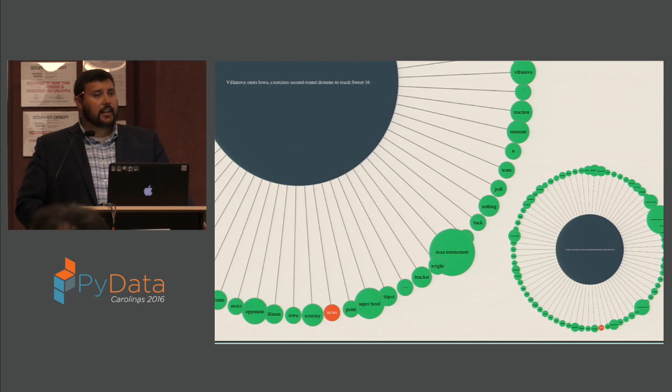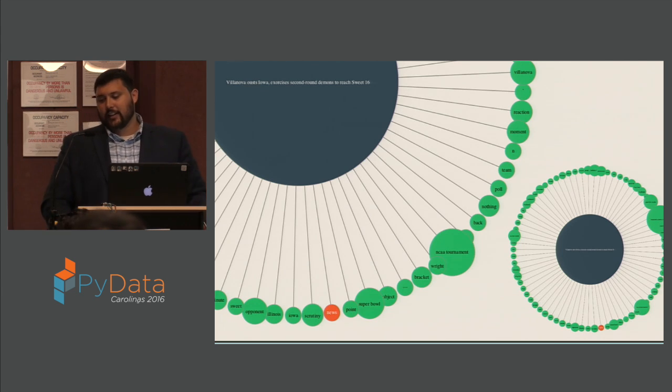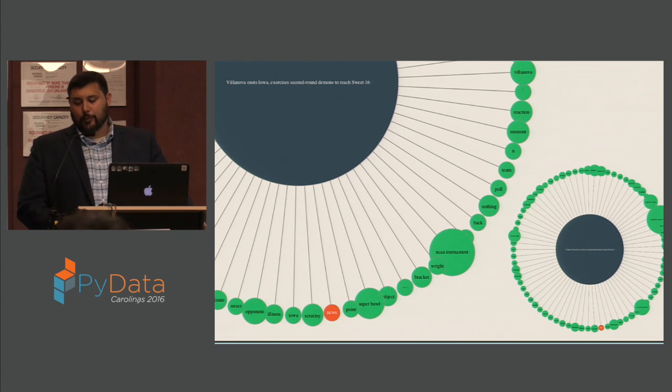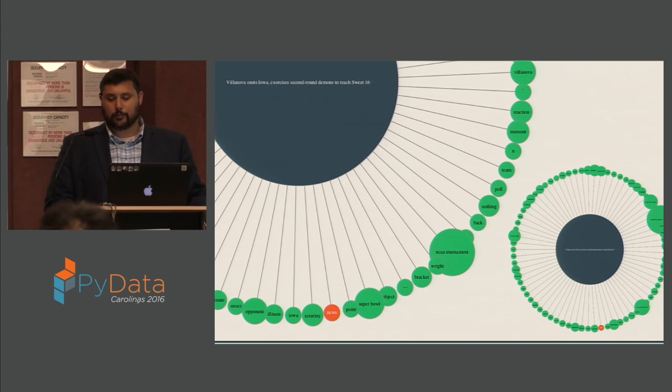And so you can see that if you take a single document, the title of this document is Villanova Outs Iowa, Exercises Second Round Demons to Reach Sweet 16, you can create an ego graph from that document and look at its key phrases specifically. So here are things like NCAA tournament, Super Bowl. That red vertex is its category. This is in the news category, not the sports category. Reaction, moment, poll. And so you can start to get a feel for what's inside your graph. And then the smaller view is what the whole graph looks like. That's fairly unreadable.